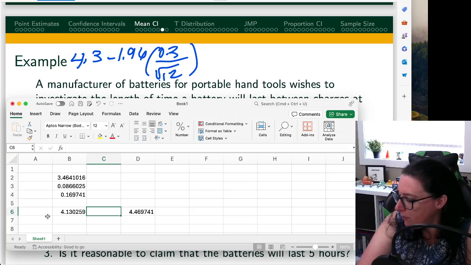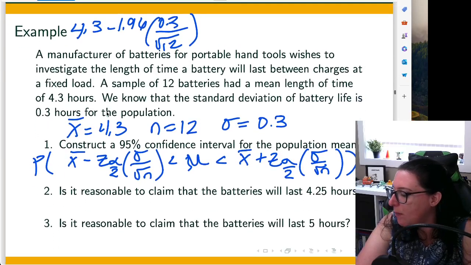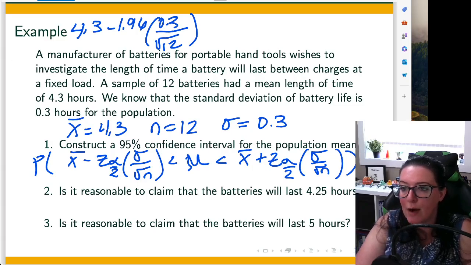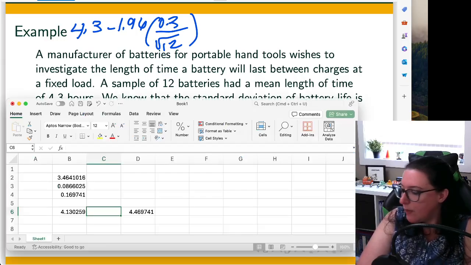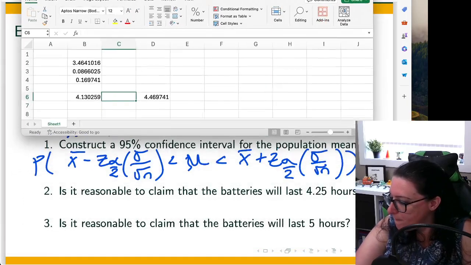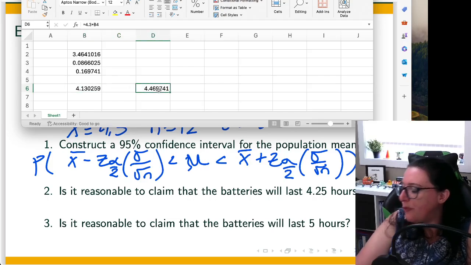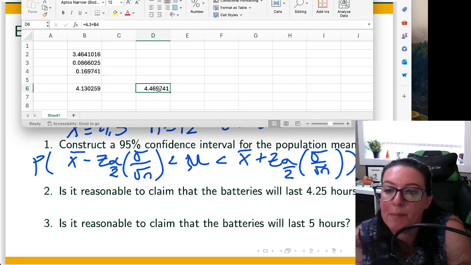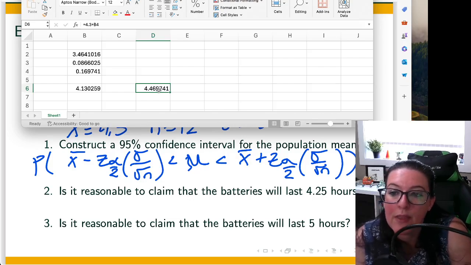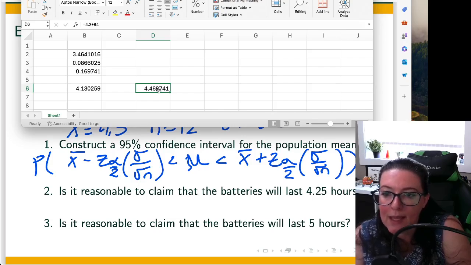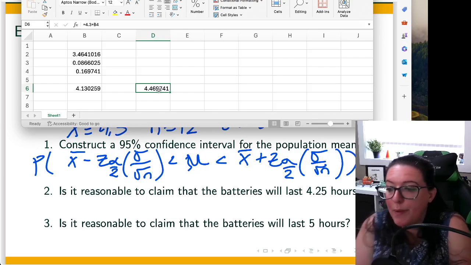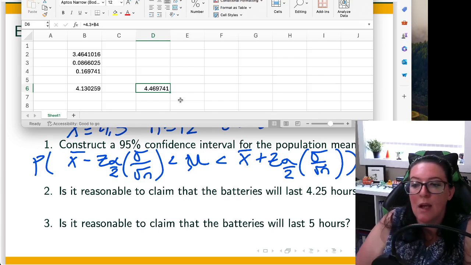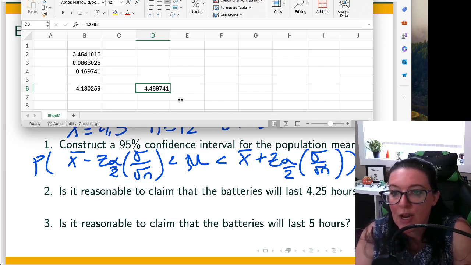Okay. So, questions. Is it reasonable to claim that the battery will last 4.25 hours? Well, is it reasonable? Is that within that interval that we just looked at? So 4.25 falls within that, so it's reasonable to claim the batteries will last 4.25 hours. The underlying population parameter, the mean length of time, mu, could be 4.25. It's in between the two. Is it reasonable to claim the batteries will last 5 hours? Well, no, because with 95% confidence, 5 hours is not within that range at all.